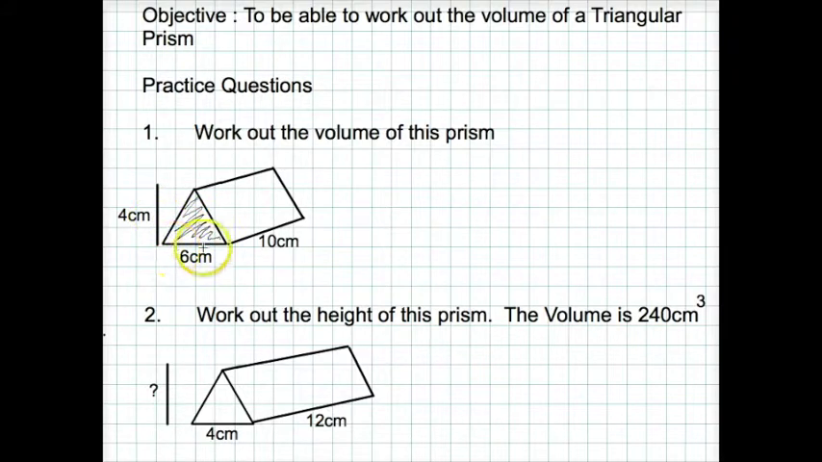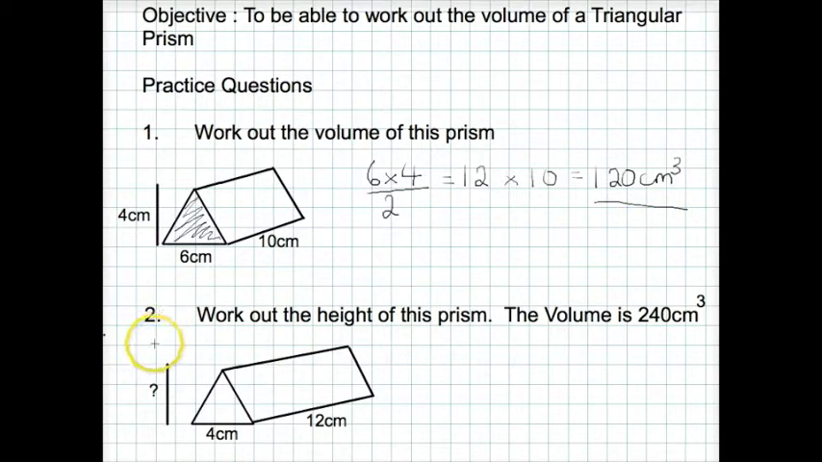Area of a triangle is given by base times height divided by 2. So the base is 6, the height is 4, but because it's a triangle we must divide that by 2. 6 fours are 24. Divide that by 2 gives us my answer of 12. And then we multiply that by the length. 12 times 10 is going to give us our answer of 120, and the units this time are centimetres cubed because it's a volume. 120 centimetres cubed.